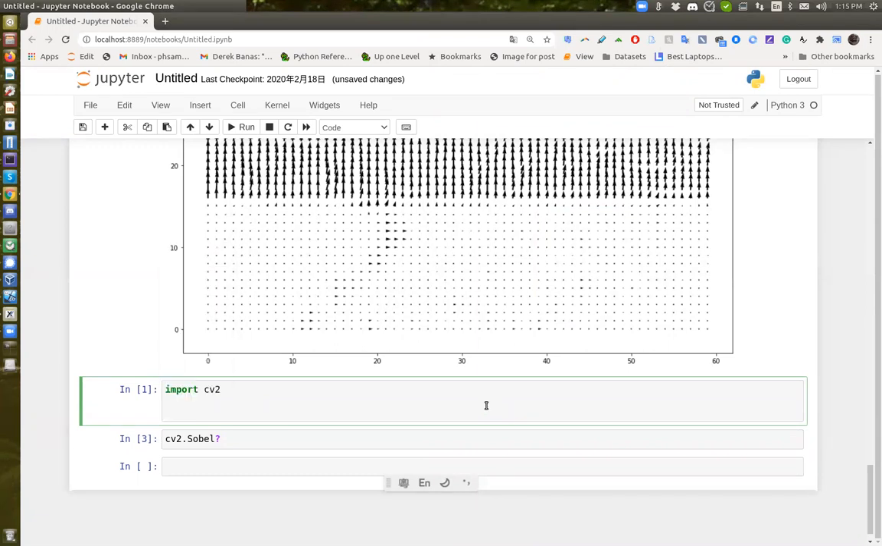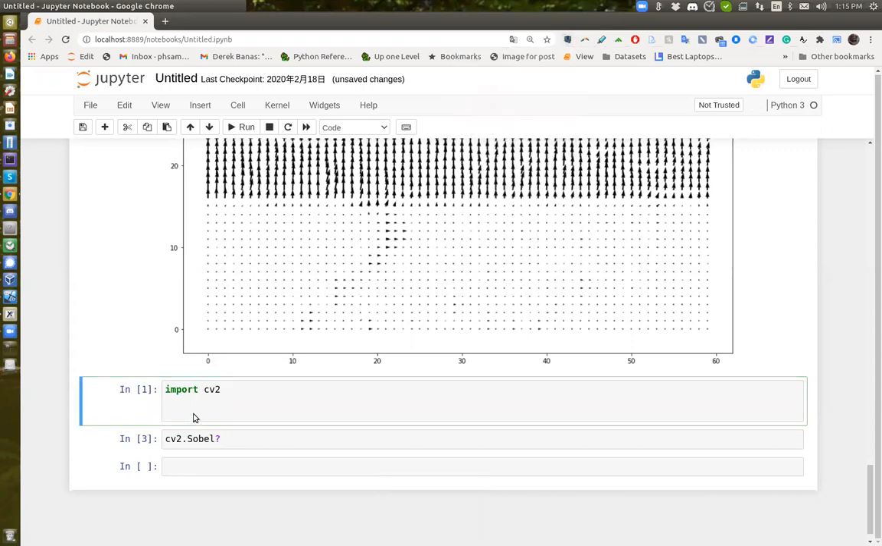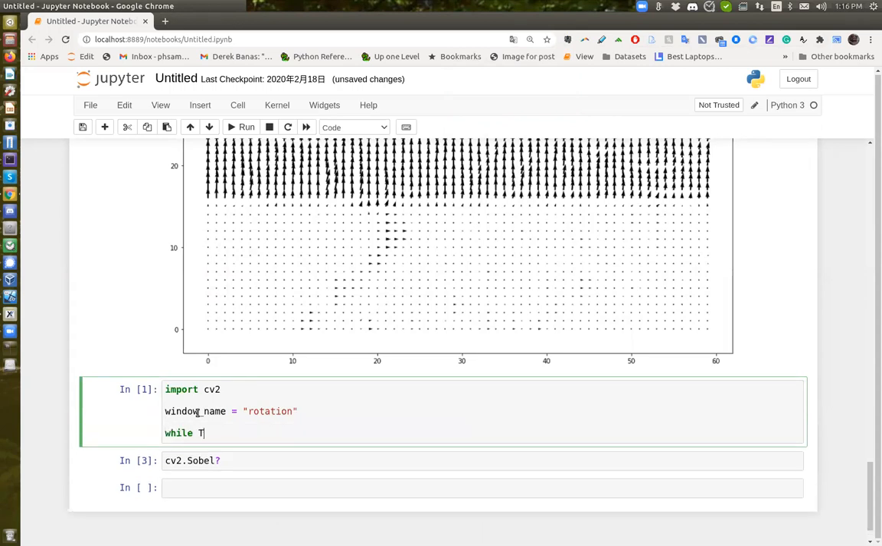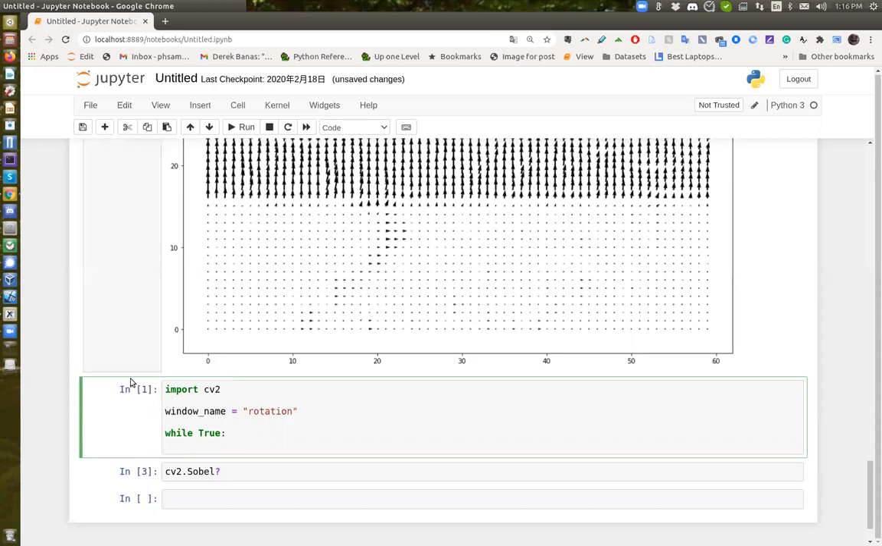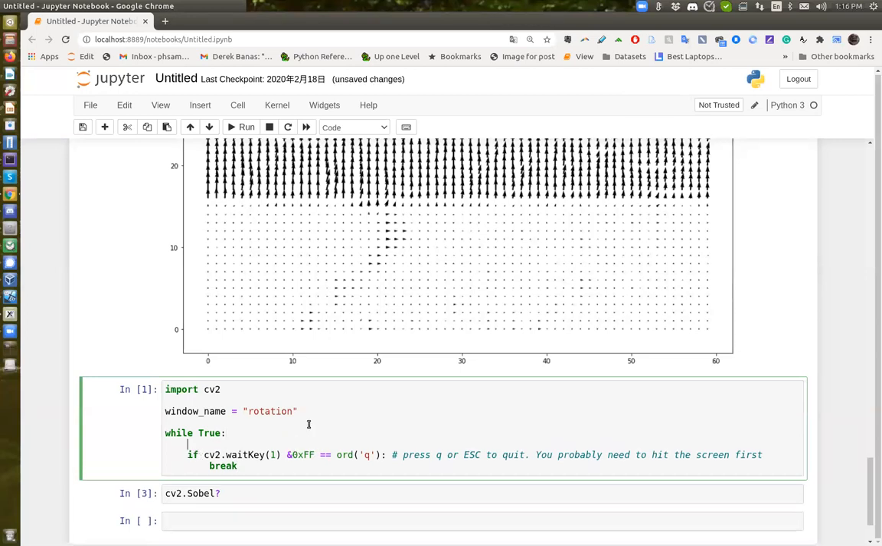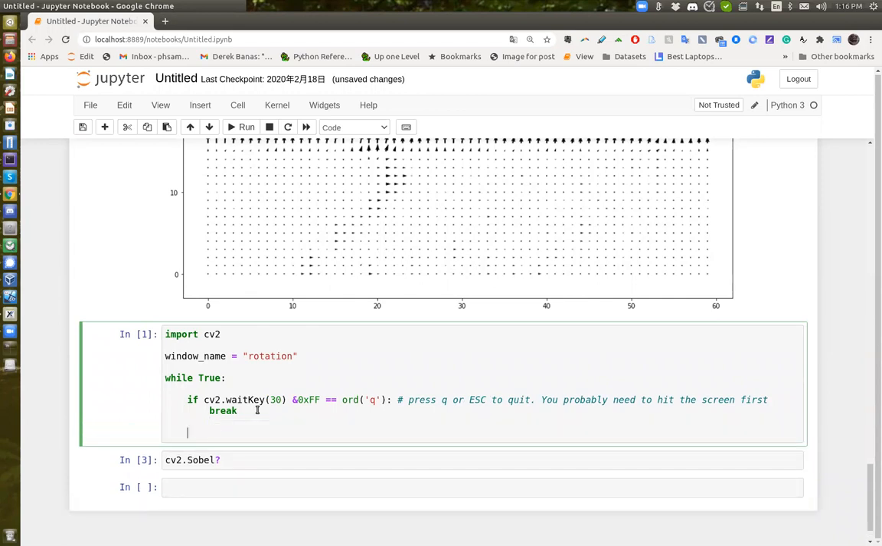So let me define. I turn off my Cantonese input here. Let me define the window name first. Window name, maybe rotation. As usual, I have this while true loop here. I don't always remember this break condition, so I will just copy that. So if my wait key something, I don't wait, or I can wait a bit longer, maybe I wait 30 milliseconds or something like that. Then I cv2 destroy a window.